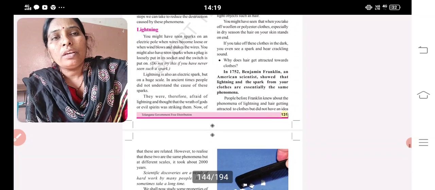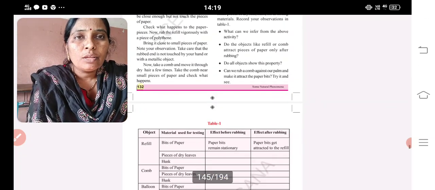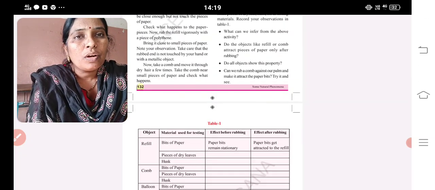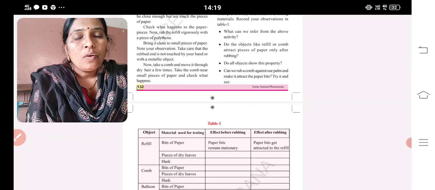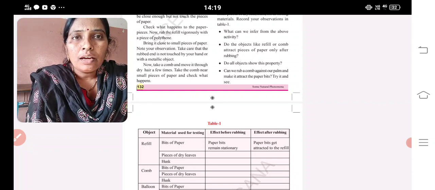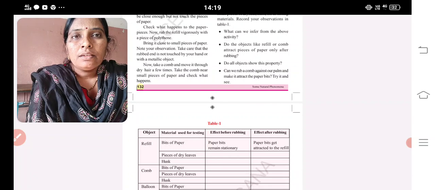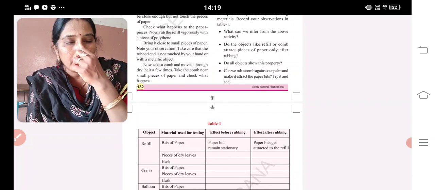Now let us talk about lightning. Lightning is nothing but an electric discharge from cloud to cloud, or sometimes cloud to earth. Such an electric discharge we call lightning. When it transfers from cloud to the earth, it damages property as well as life. It produces streaks of light and a sound which affect our life and property.